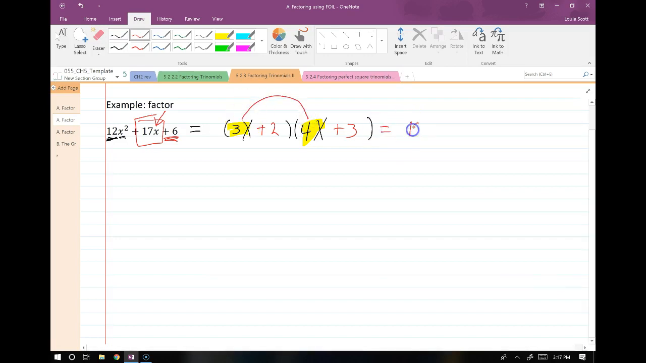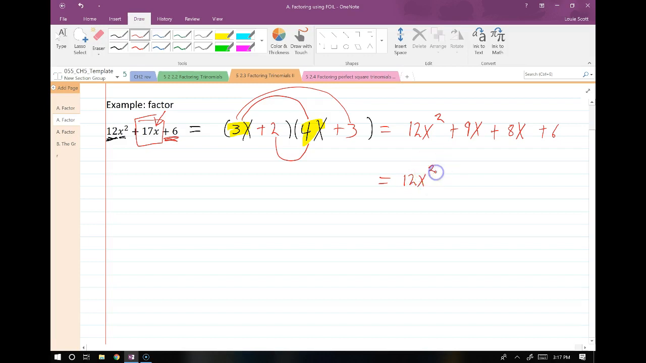3x times 4x gives us 12x squared, just like we wanted. 3x times 3 gives us plus 9x. 2 times 4x gives us plus 8x. Plus 6. That wasn't supposed to work out on the first time. I might have done that subconsciously because I've done this problem before. It's not supposed to work out that way. So we ended up guessing the right one at first.